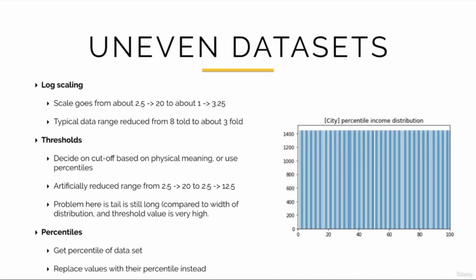Now, something else that you can do is take percentiles of your data. So you're basically taking all the data that you have and splitting it into 100 groups. And then you can take each of these income values and instead replace it with the percentile. And what you get from here is what you can see on the screen. You get 100 equally distributed groups, and you get scores between 0 and 100, which you can also scale to go from 0 to 1 or whatever you like.